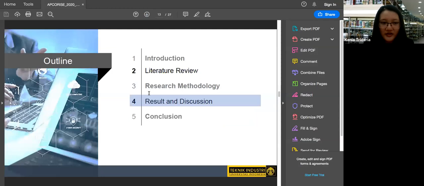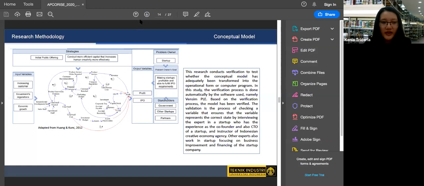Next. We're going to see the result and the discussion. Next. Here we can see the conceptual model, where the goal of the startup itself is to become profitable and meet the IPO requirements, which is being profitable for the last 2 years before going public.